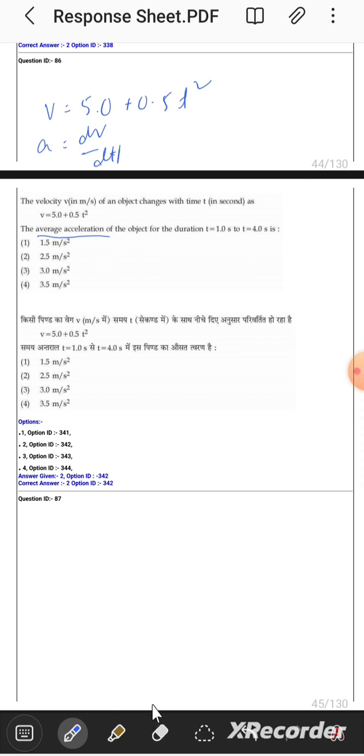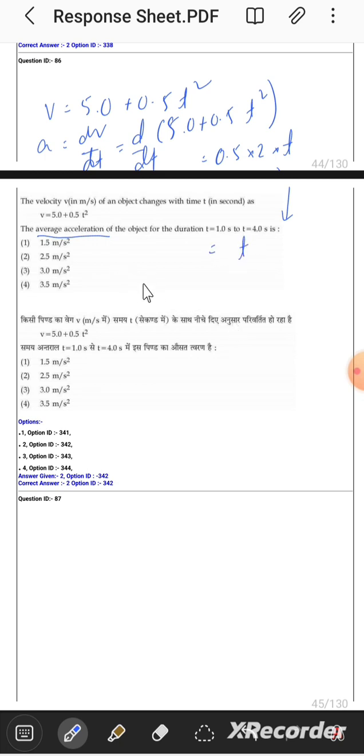So, if I do the first order derivative of 5.0 plus 0.5 t square, the final outcome will be 0.5 into 2 into t. So it will be only t.